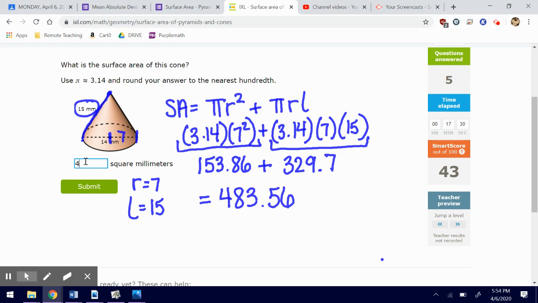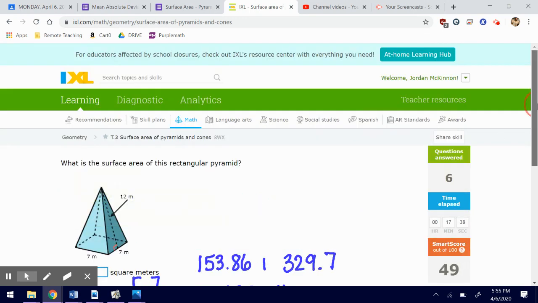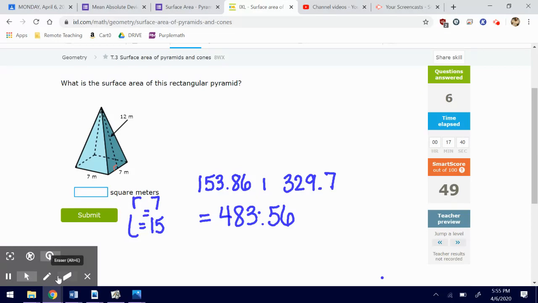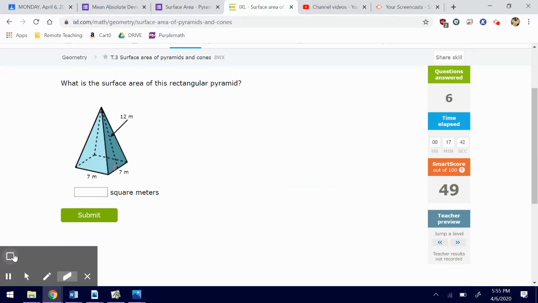Okay, so 483.56. Okay, here we are with a pyramid. So we haven't done a pyramid in a while.